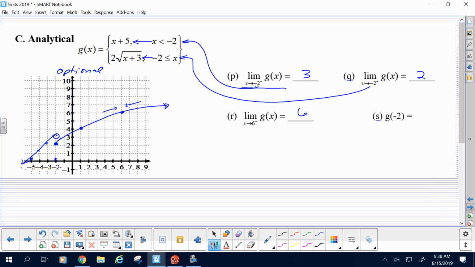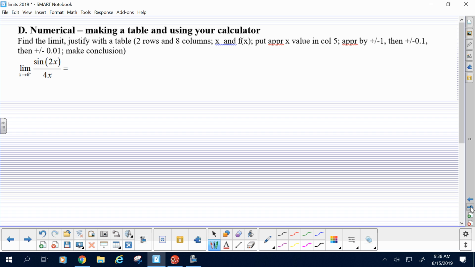What about g at -2? Is that the point or the approach? Is that D and E? No, it's not D and E, it's the point itself. And which one contains the point itself? The lower one, and so it is 2. Excellent. All right. Cool. Did that go okay? Any questions there? Excellent. Let's go to something that might not be quite as easy.